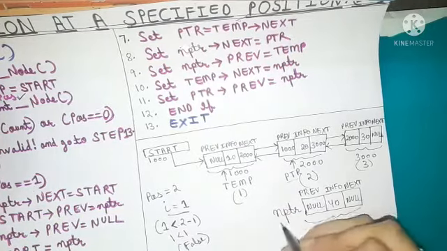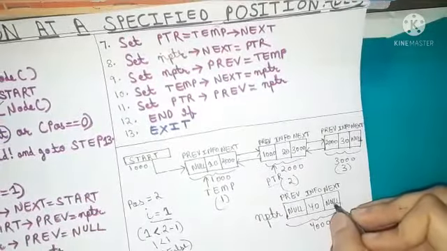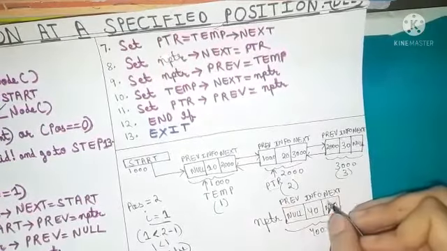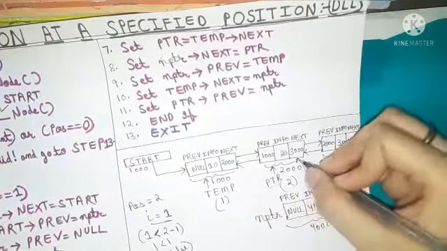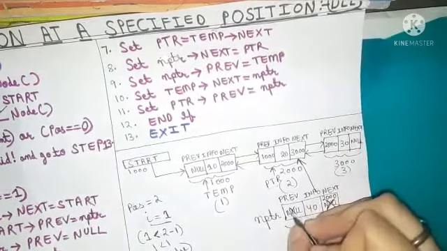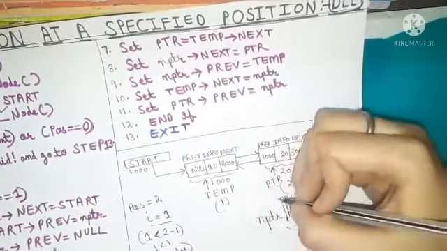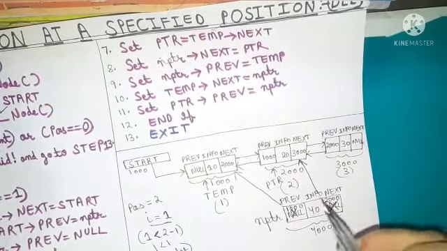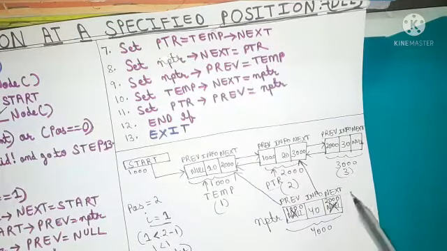Then the new node, that is nptr. This nptr next is equal to ptr. This time it will store the address of pointer ptr, that is 2000, and it will point to it. Then set nptr prev is equal to temp. Here we will set the address of temp, that is 1000, and it will point to temp. Now nptr prev and nptr next, both of them are set.